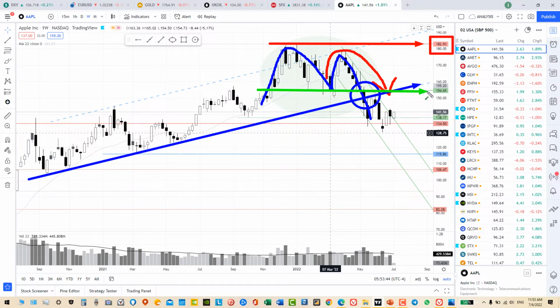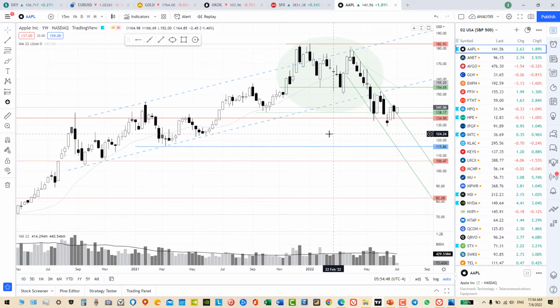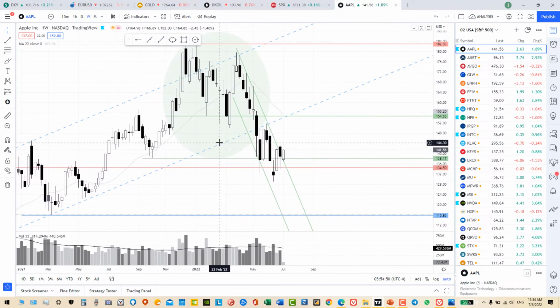So after breaking these supports, first the neckline at 154 and the joint break with the uptrend line at approximately 150, in addition to the reflection from the resistance, all of these caused a bearish environment and the start of a new trend. This new trend can be sideways, and I think it can be a downtrend.